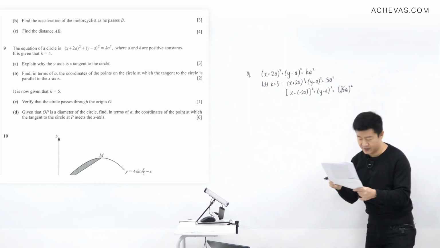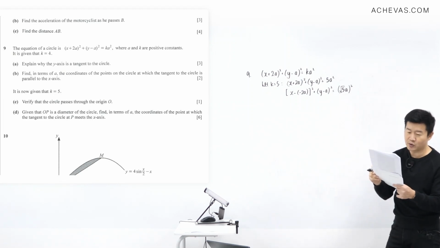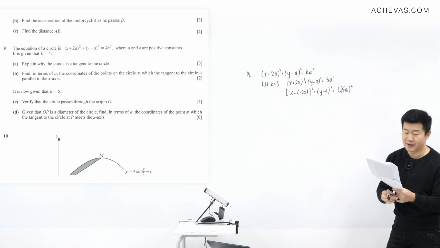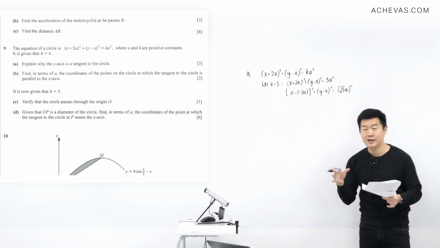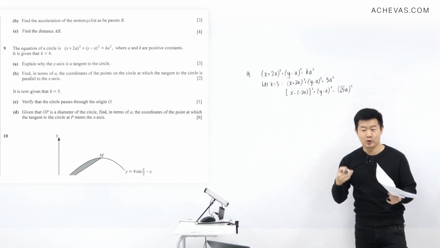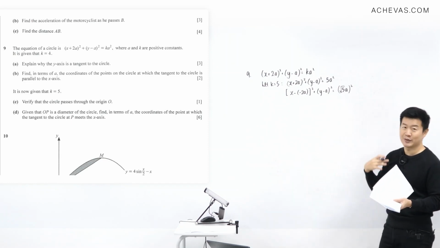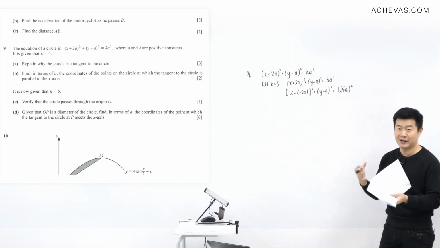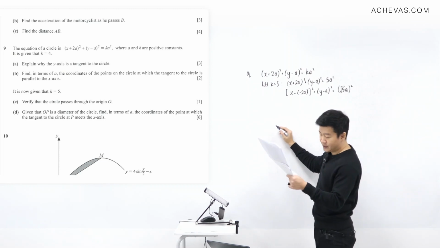We are supposed to prove that the circle passes through the origin. The origin has coordinates (0, 0). To prove that the point lies on the curve, we just need to substitute it into the equation and make sure that it satisfies the equation. So let's try to do that.